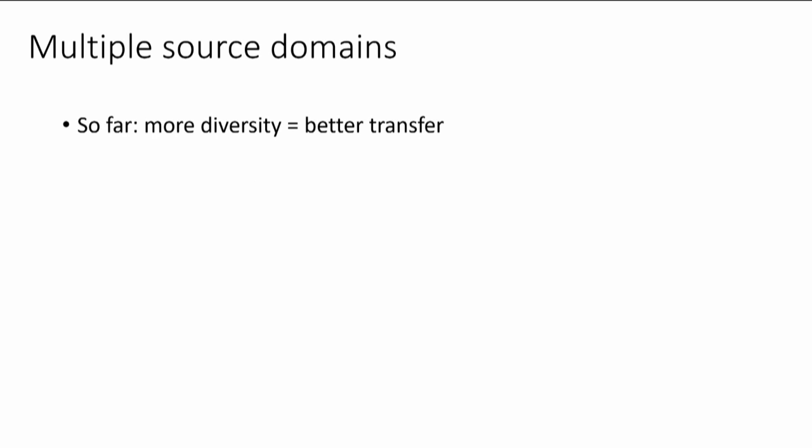So far what we saw is that essentially the more diversity that we have in the source domain, the better our transfer will work.